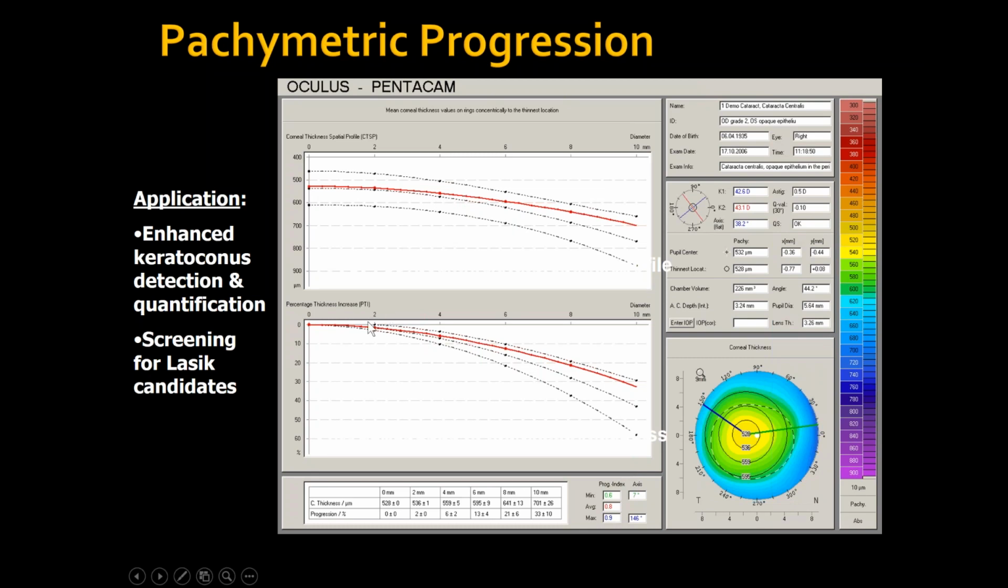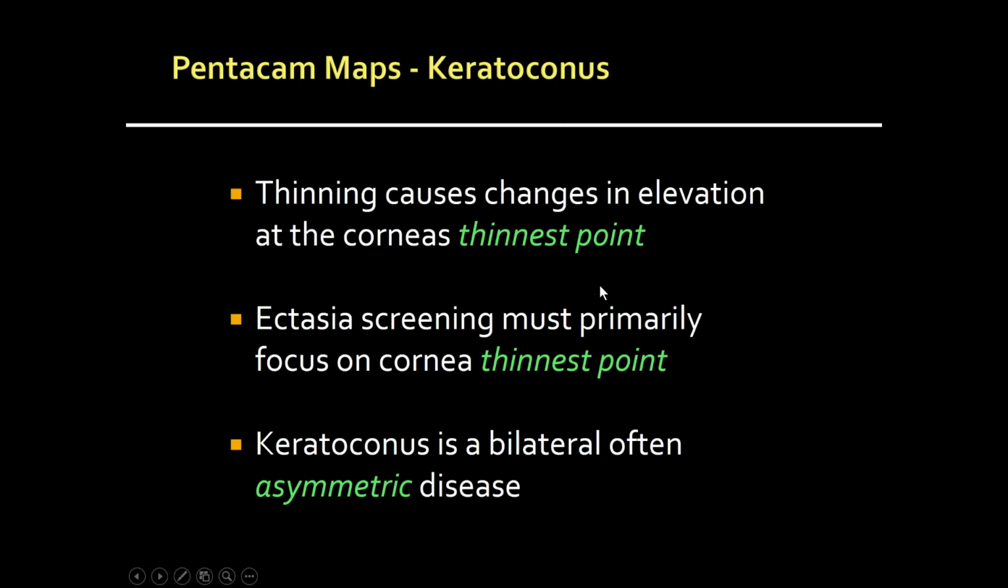Down below is the same exact information, just replotted as a percentage of thickness versus an absolute value of thickness. And I prefer the PTI map because visually I can usually tell more about the patient's eye when I look at the PTI map, but they really are the same information, just plotted in a slightly different way.